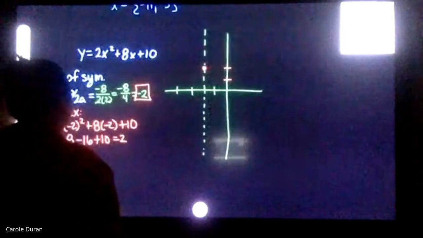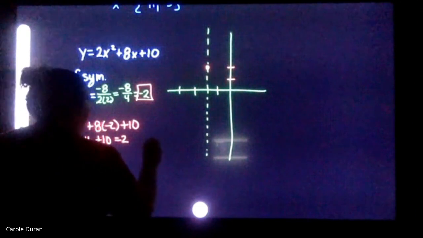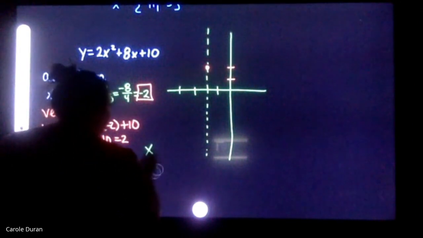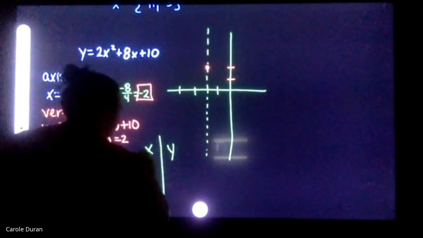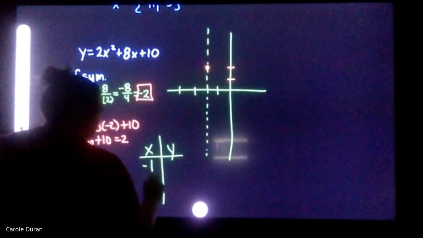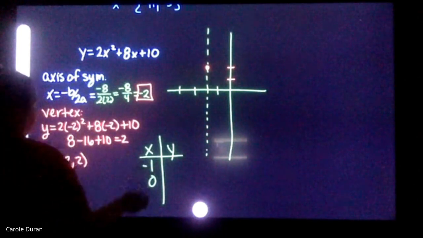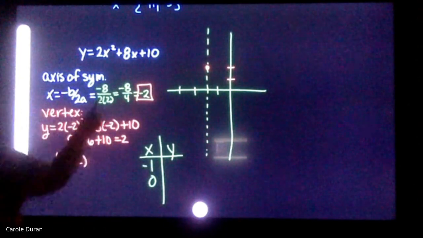So let's go ahead and do this. I always like to pick x values that are extremely close to my axis of symmetry, kind of to ensure that they're going to fit. So I'm going to go ahead and do negative 1 and 0 because those seem to be the easiest to plug in for me. And I'm going to do just like I did with the negative 2.